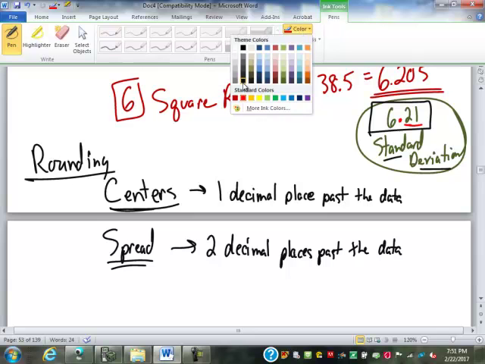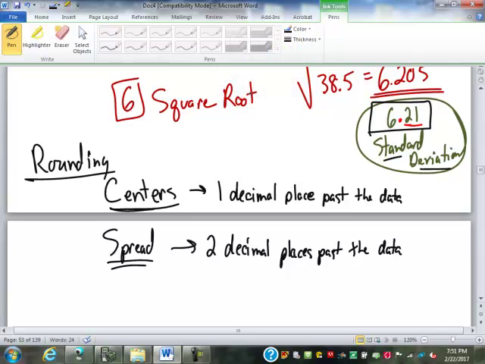Now, in my math lab, they do a really good job on each problem of telling you what to round to. So these are unless otherwise stated. If you are told to round to a different value, then round to that value. But if it doesn't tell you, then you round the centers to 1 decimal place past the data and the spread to 2 decimal places more.